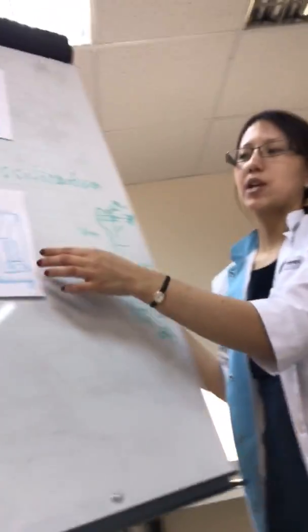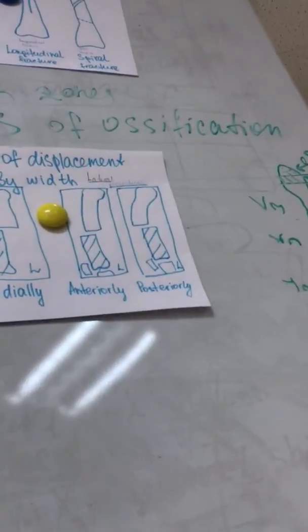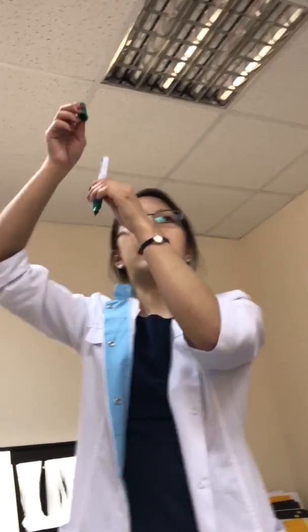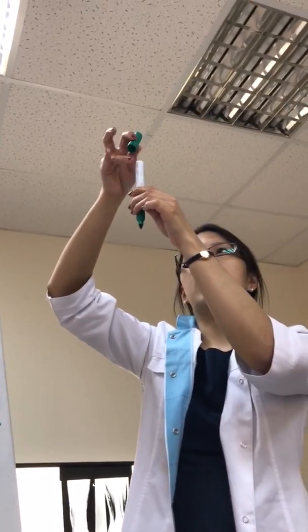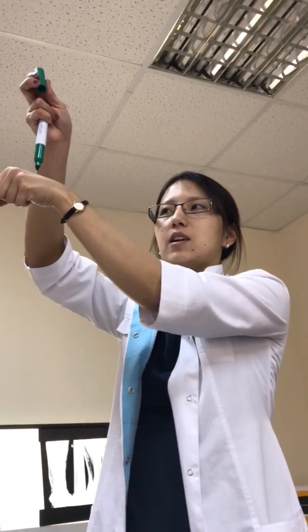Okay. Imagine that this is a knee. For example, this is a left femur again. Okay. Here is knee, okay? Here is knee.